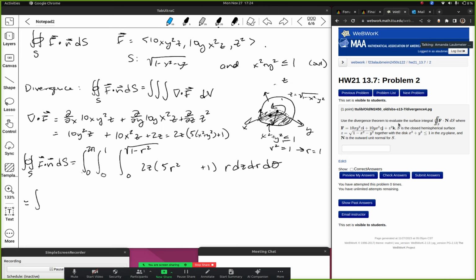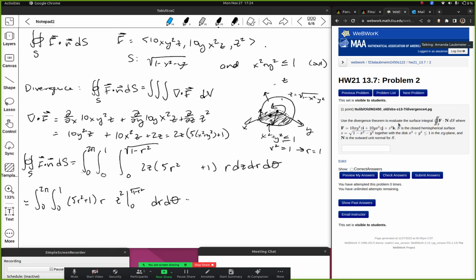So my first integral is with respect to z, and I just have one z there. So I'm going to leave everything else the way it is. And then my 2z integrates to z squared, which is just evaluated from 0 to root 1 minus r squared. So I just integrated this thing.